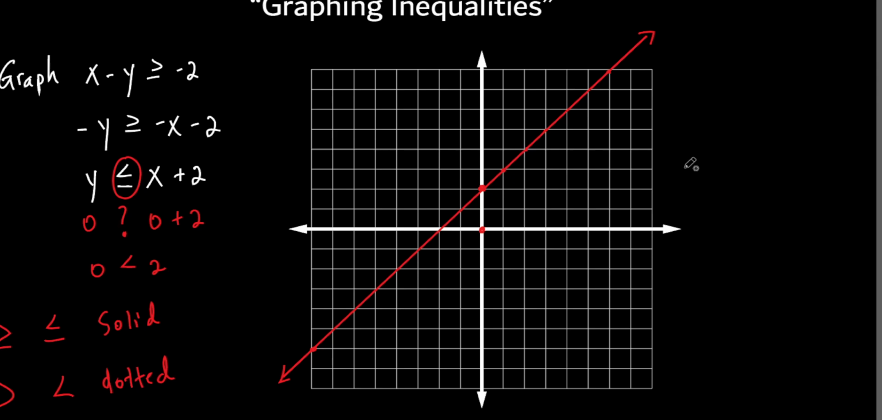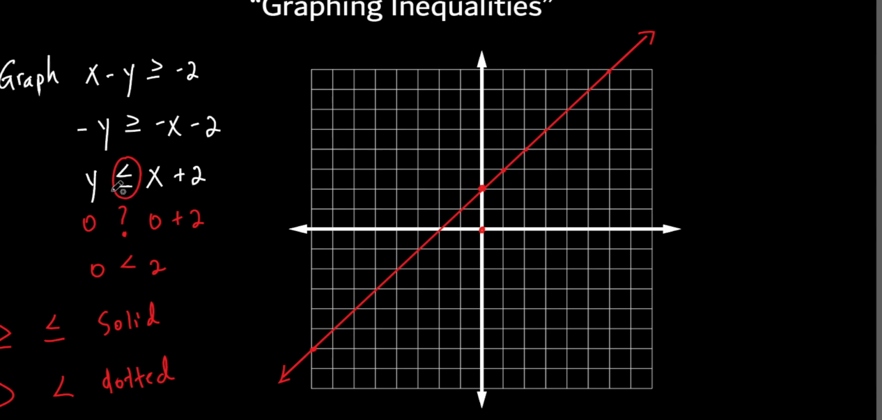With me? Let's pick another easy point. Like 1, 1. How about that? Put a 1, 1. Let's just do that in our head. Put a 1 here and a 1 here. So is 1 less than 1 plus 2 is 3? 1 is less than 3. Yeah, it works, doesn't it? Any point that you pick on this side of that line will make that thing work.